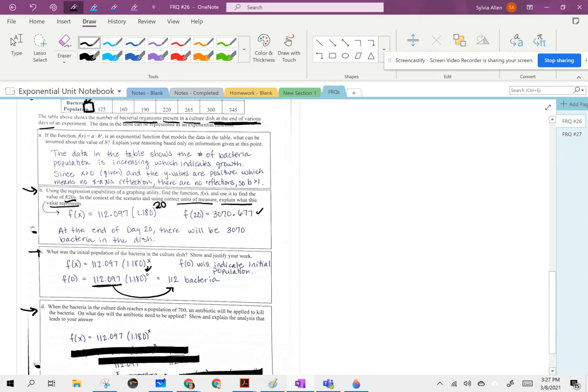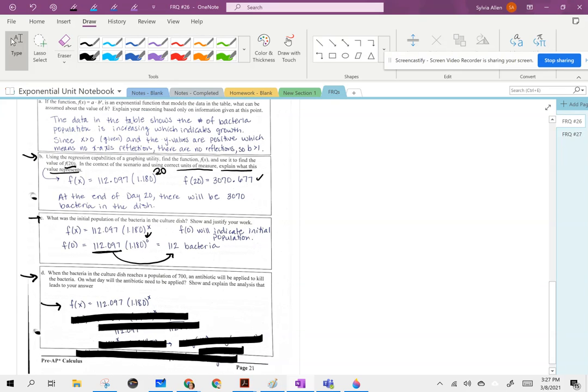So we are given this function right here, and we're looking for the number of days it will take to reach 700. We need the 700 population, so we have to find x. Whenever we are solving for an exponent, we need to use a logarithm. But before we can do that, we need to isolate this by itself. So we divide both sides by the 112, and then we have 1.180 to the power of x equal to that amount.